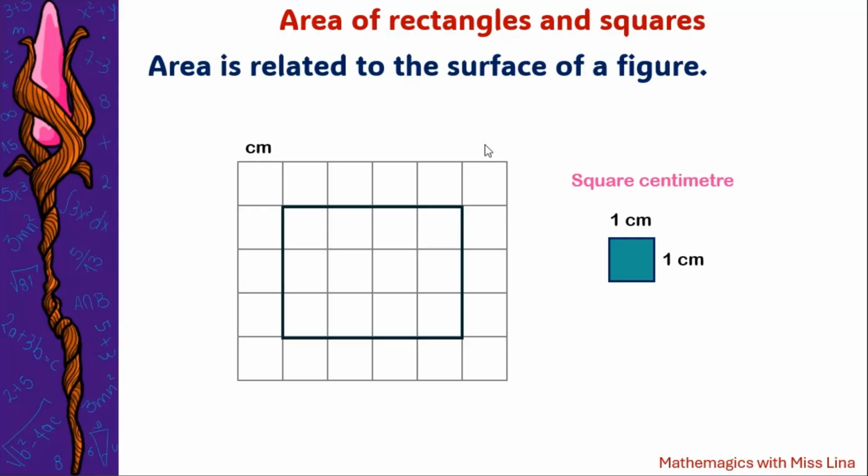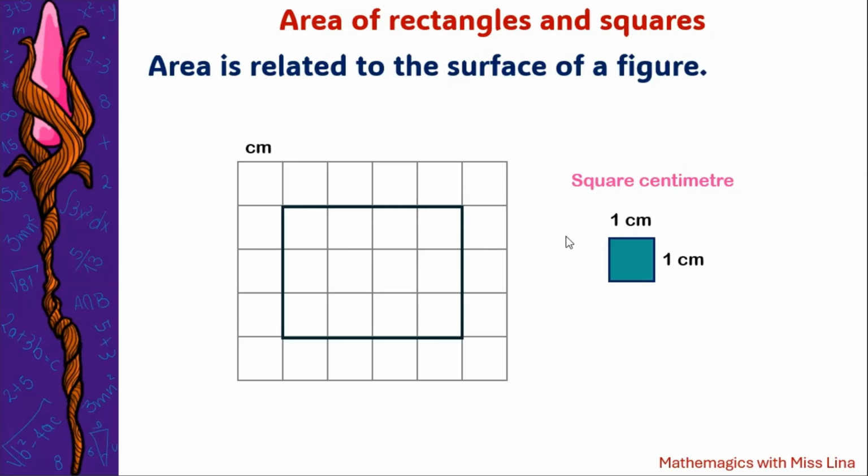So in this case, it's not just the length of a line in one dimension, but it's the space of a square in two dimensions. So notice that we have a square centimeter here. What is a square centimeter? It's just a square that has 1 centimeter on each side.